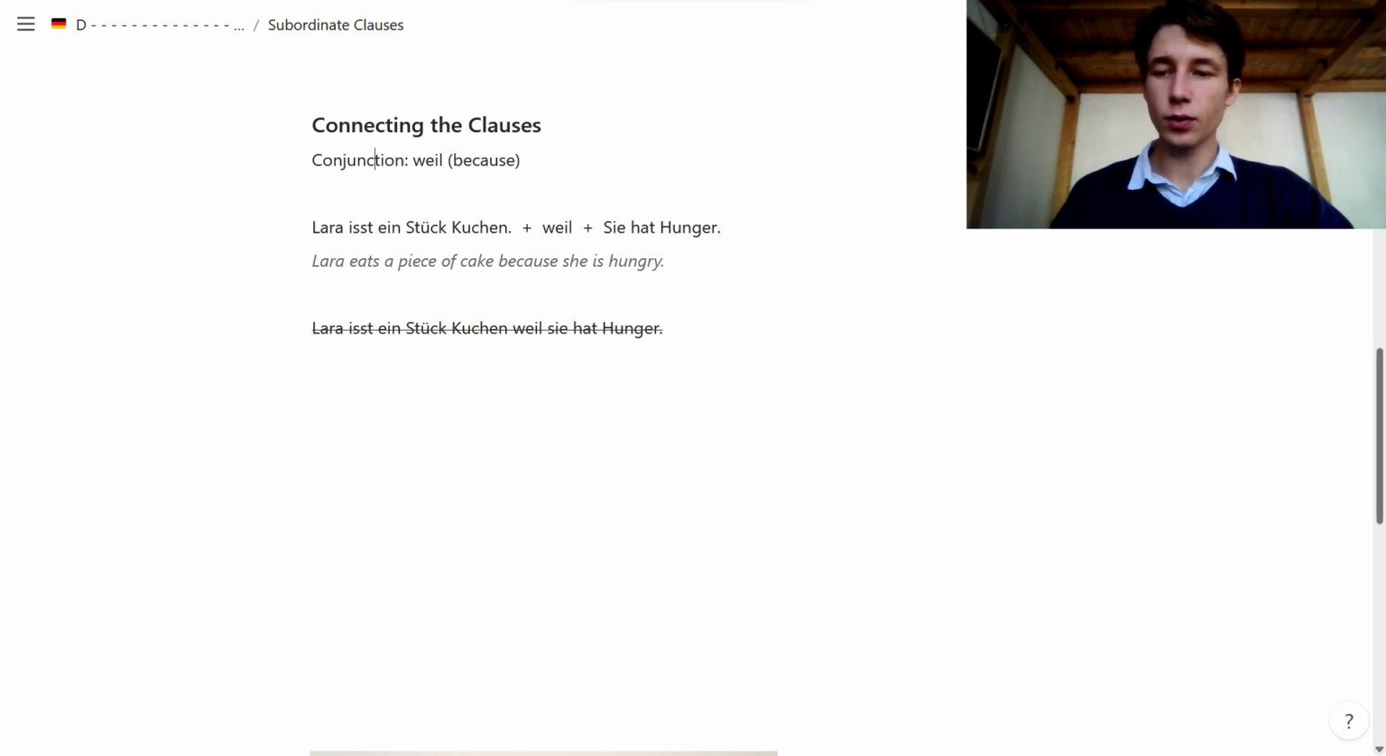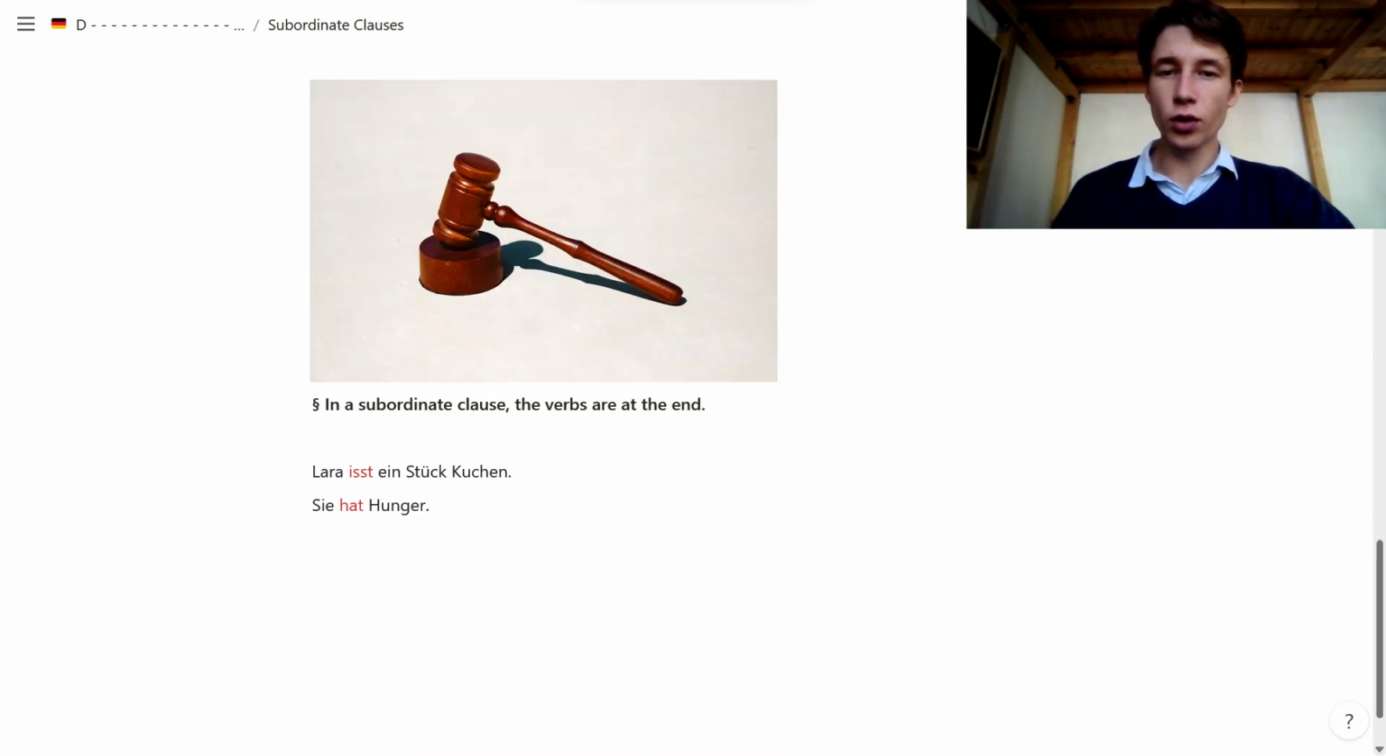And the reason why that's wrong is because there is a rule for subordinate clauses. In a subordinate clause, the verbs are at the end. So let's take a look again. What are the verbs here? Lara isst ein Stück Kuchen. Isst, meaning eats, is the verb, the action word. And then in the second clause, sie hat Hunger. Hat comes from haben, which is to have. So that is the action verb in this second clause.